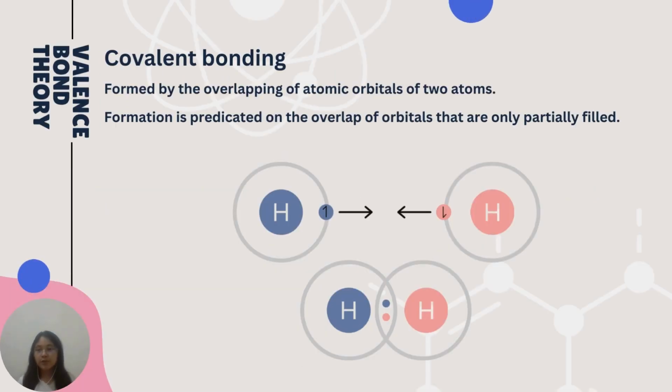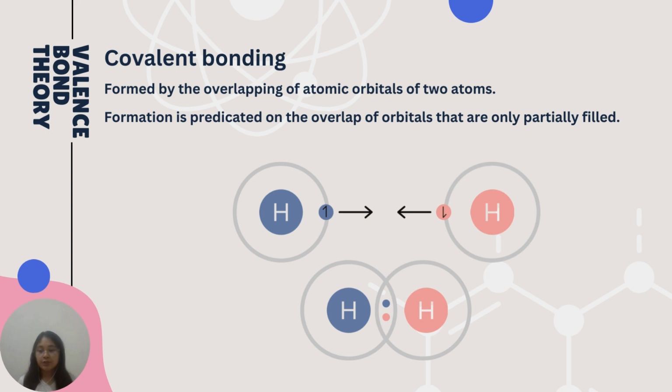Valence bond theory explains that a covalent bond is formed by the overlapping of atomic orbitals of two atoms. Consider the formation of an H2 molecule from two H atoms. According to the principles of valence bond theory, the formation of the covalent bond between two hydrogen atoms, known as the H-H bond, occurs through the interaction and merging of their respective 1s atomic orbitals.